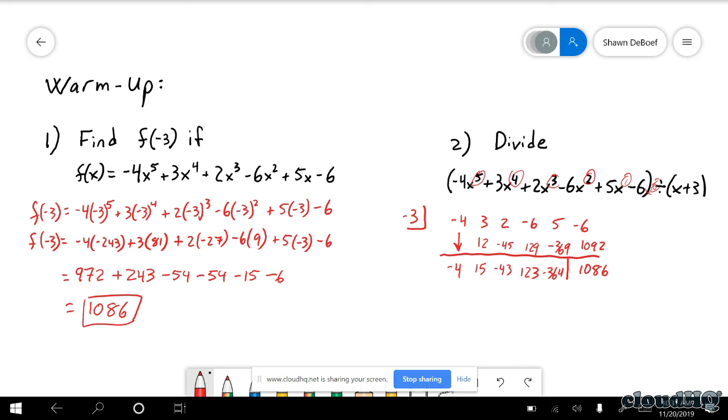So when we divide this, we get our answer of -4x to the 4th plus 15x to the 3rd minus 43x squared plus 123x minus 364 plus 1086 over x plus 3.